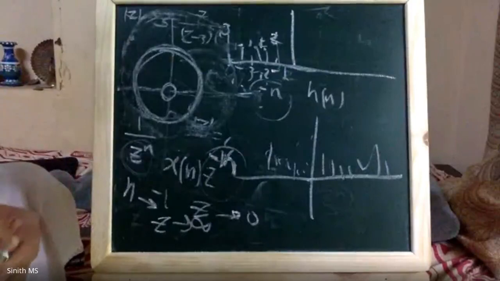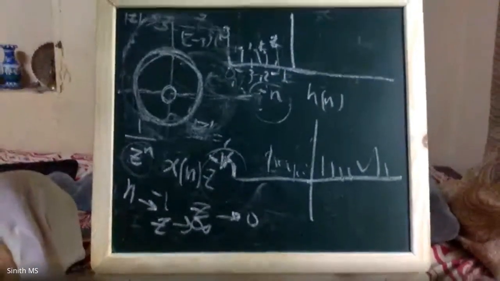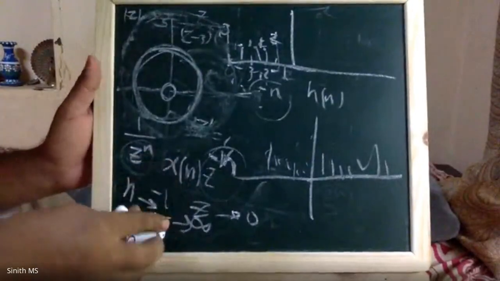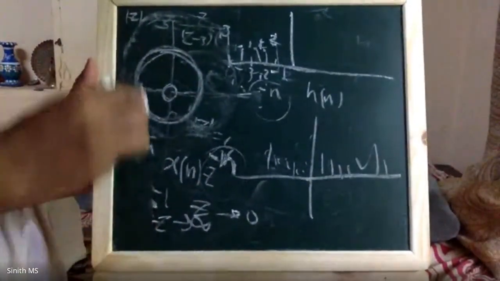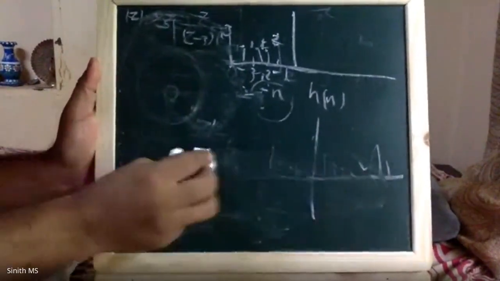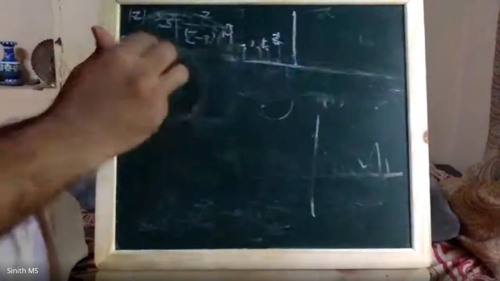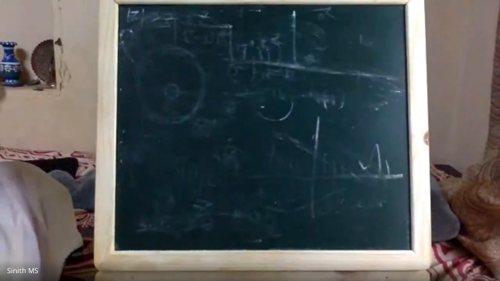So now you understood what happens when you have signals which are right-sided and left-sided. Okay. Now, we shall use the other side. Maybe this is better for you.